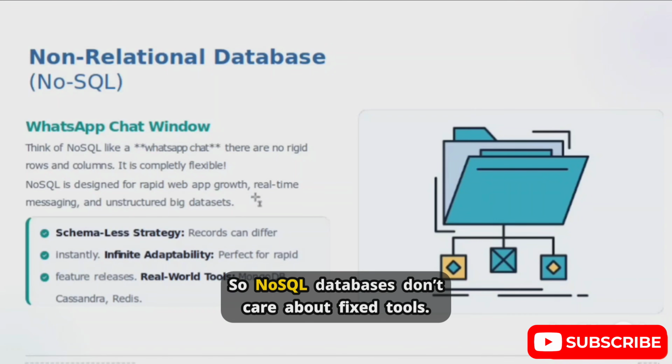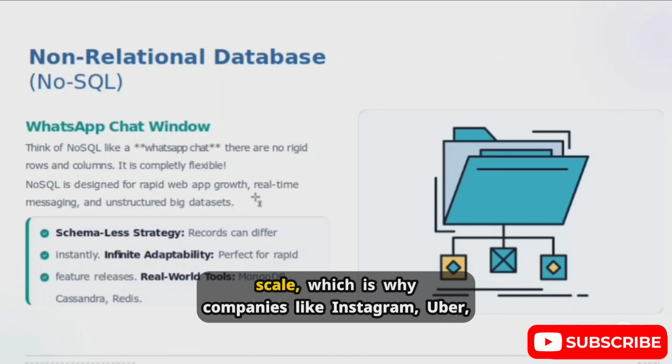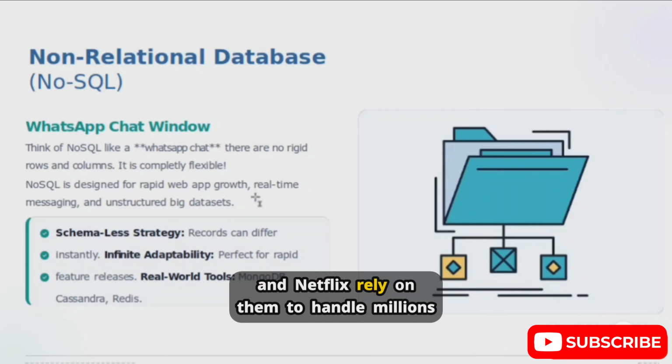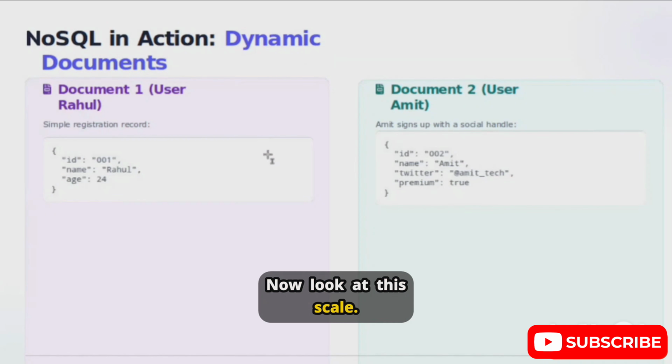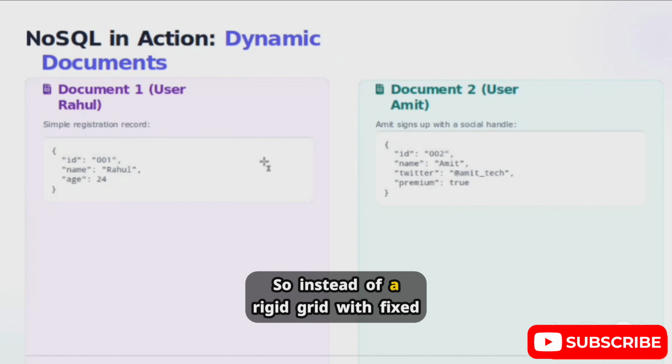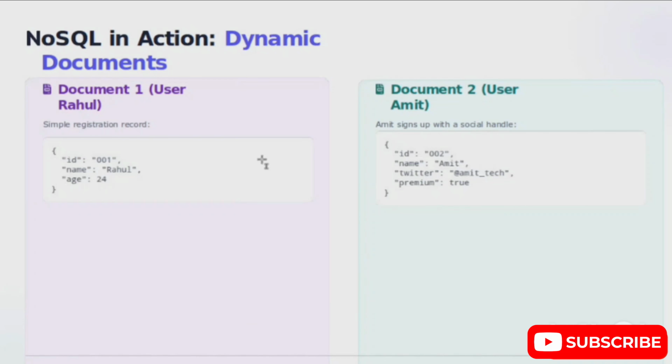Okay, so NoSQL databases don't care about fixed rules. They are built for extreme speed and massive scale, which is why companies like Instagram, Uber, and Netflix rely on them to handle millions of dynamic posts and messages every second. Okay, now look at this screen. So instead of a rigid grid with fixed columns, NoSQL stores data as individual files, which we call a document.